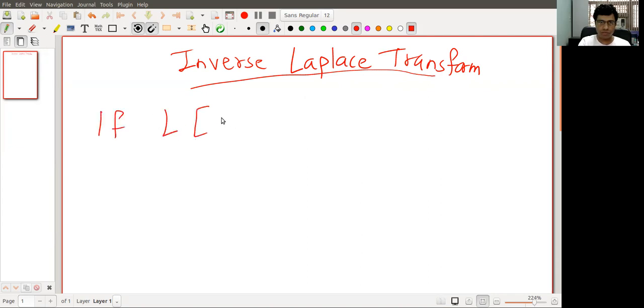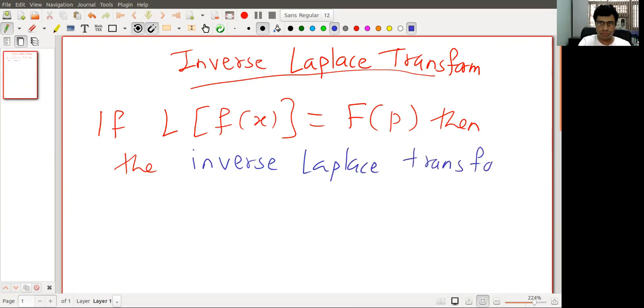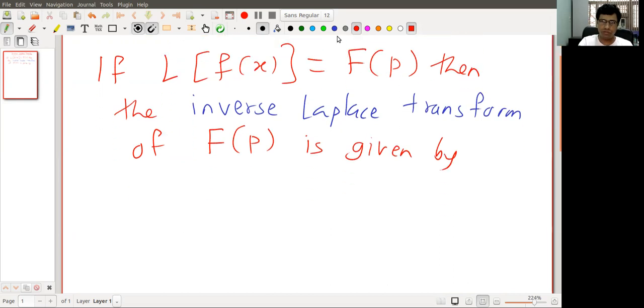If Laplace transform of function f of x is given by capital F of p, then the inverse Laplace transform of the right hand side function capital F of p is given by L inverse F of p equal to f of x.